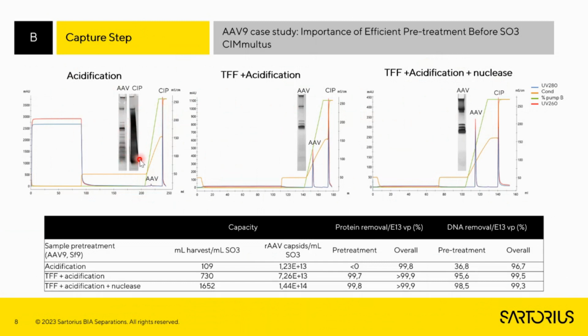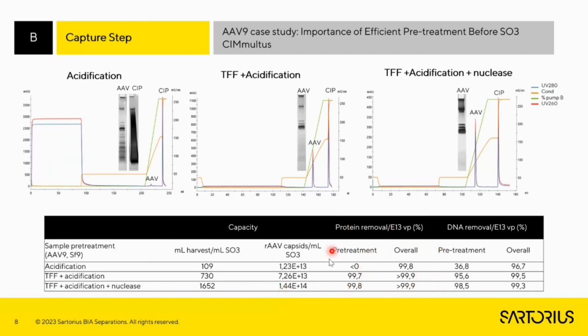And in the case of acidification, where we have just the precipitation part, we still see a high range of impurities, but this ratio of AAV versus CIP really comes in favor when we also have the nuclease, where it's more or less a 1-to-1 ratio, and that also affects what happens further downstream. So how are the capacities looking? We increase approximately a log, so a 10-fold difference, from acidification to having TFF coupled with nuclease, so a 10-fold increase in capacity per milliliter of column.